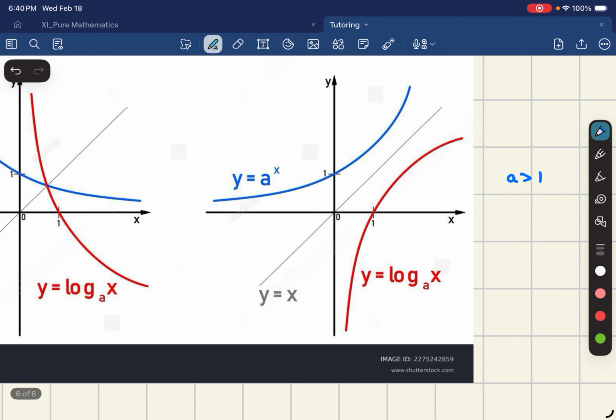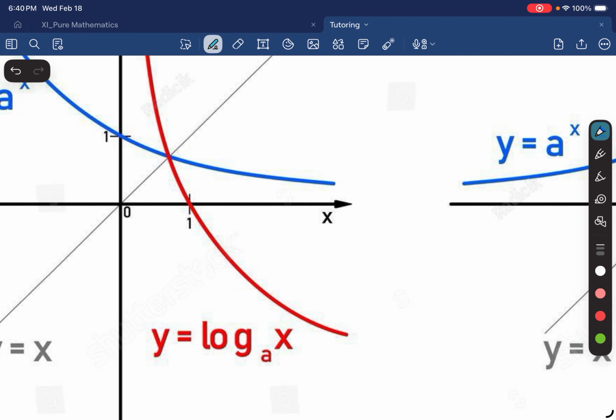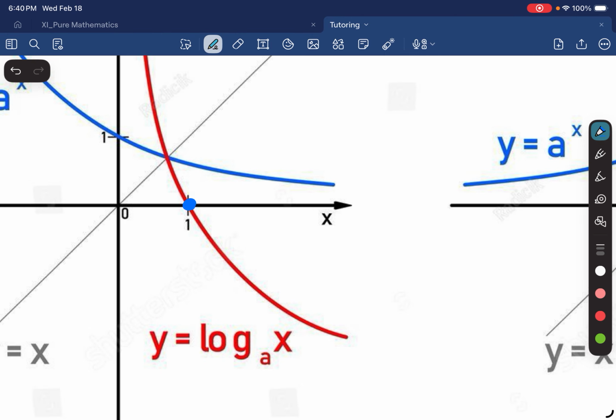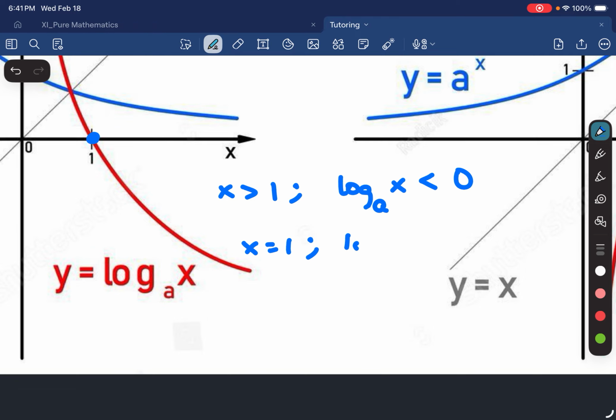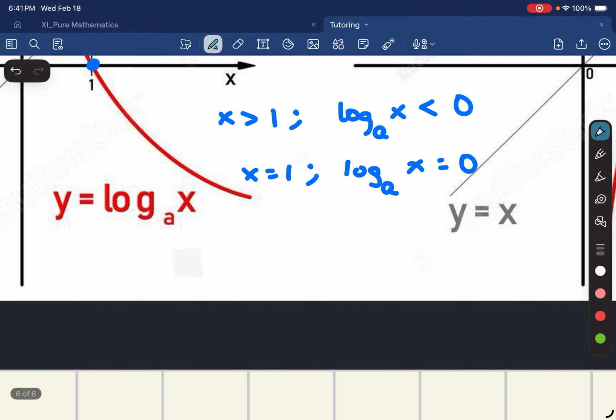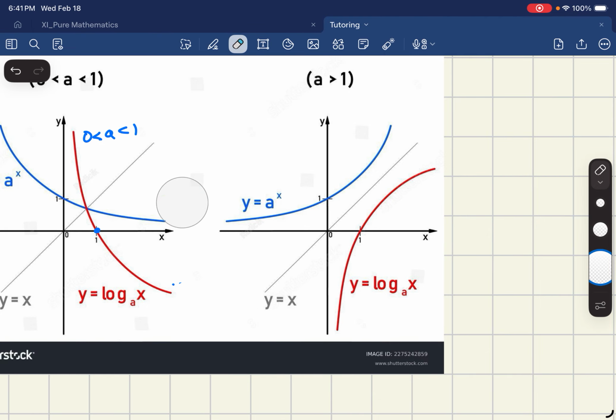And this was the case for a greater than 1. What if your base is greater than 0, but it's less than 1? Then it's the opposite. If x is bigger than 1, then your log base a of x is less than 0 because it goes in the negative direction, right? And if x is equal to 1, log base a of x is still 0. And if x is less than 1, then log base a of x is positive. It's greater than 0, as you can see.